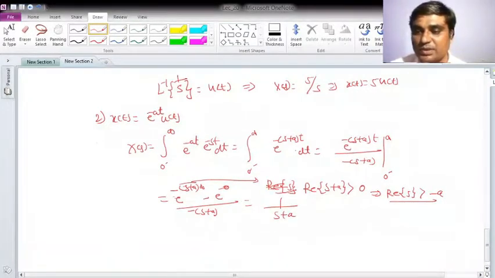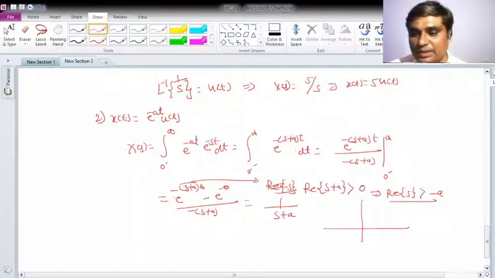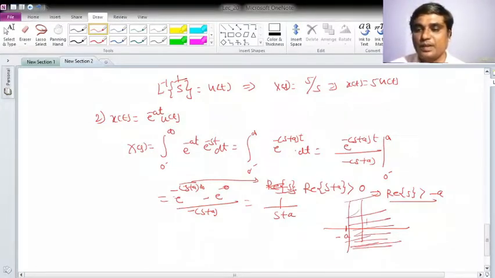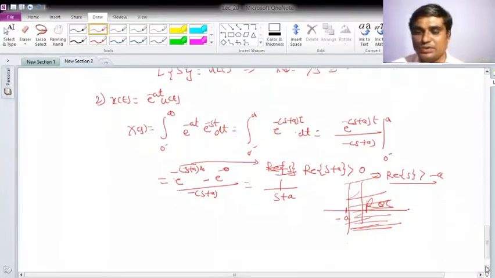And it will be 1 over s plus a. Okay, and what is the ROC? If I draw the s plane, suppose this is minus a, the ROC will be this part. Okay, this is my ROC.